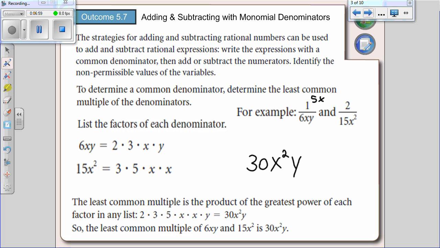This second one, how is 15 going to become 30? So we're going to have to times by 2. How is x squared going to become x squared? It already is. How is no y going to become 1y? Times by y. So the top is just 5x plus 4y: 5x times 1, 2y times 2.